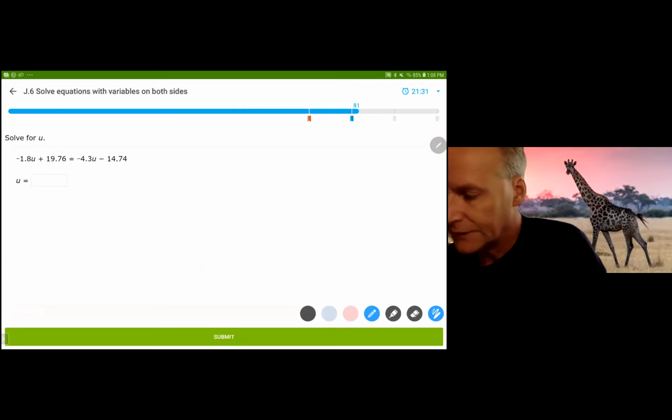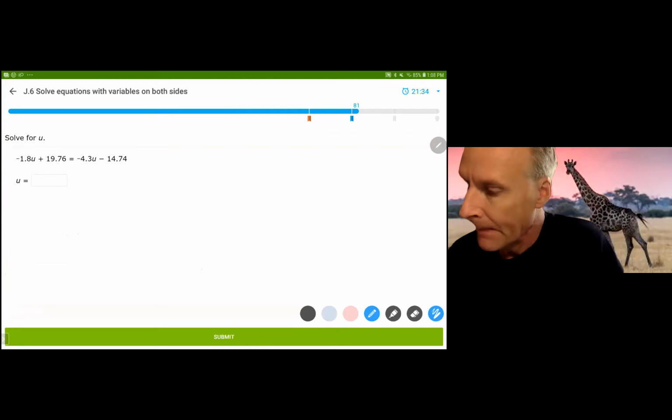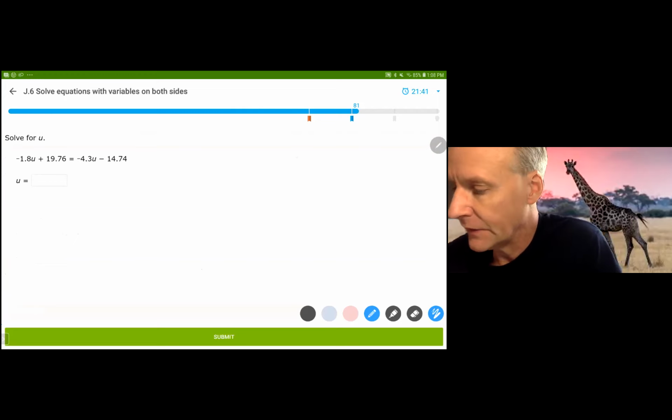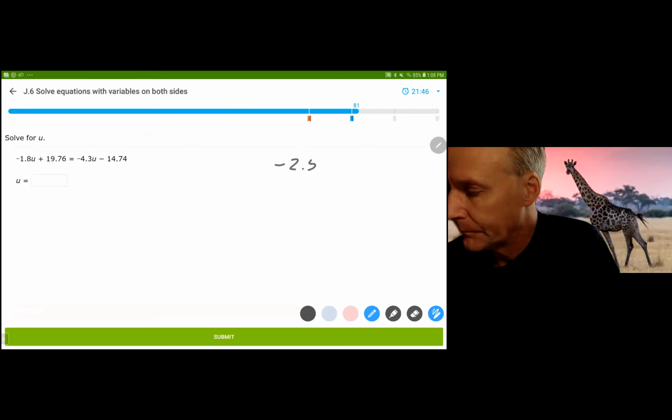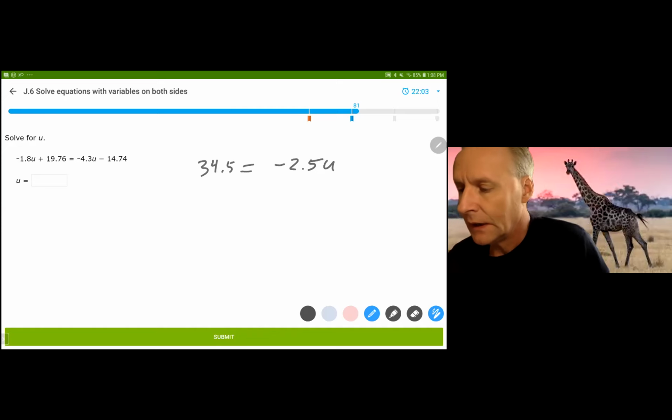that begs the question why it's important to actually write your work out. So I lost my negative as I was working this out. When I add 1.8u to both sides, I'm going to end up with negative 2.5u. And when I add 14.74 to both sides, I'm going to end up with a positive. It looks like it's going to be 34.5, I'm going to guess. I think it's correct. I'm going to double check and make sure I have it correct, but you need to watch those negatives.